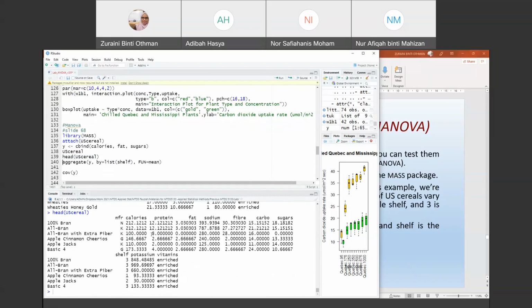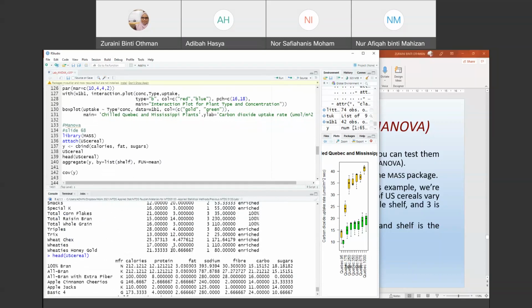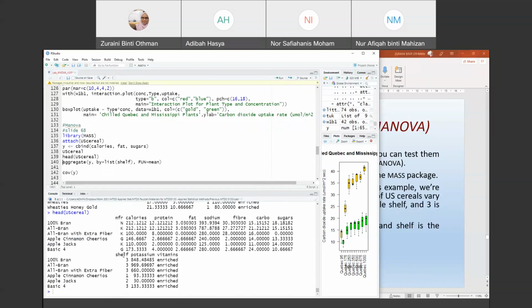The first 6 ni sebenarnya dia punya row tu sampai vitamin. Kat atas kita nampak, okay, after sugar we have shelf, potassium, then vitamin. Then remember just now the location of the shelf represent as a 3, 1 and 2. Okay, then we want to know the aggregate Y. Y just now ialah yang ni, kita punya 3 dependent just now. And we want to know in term of mean.